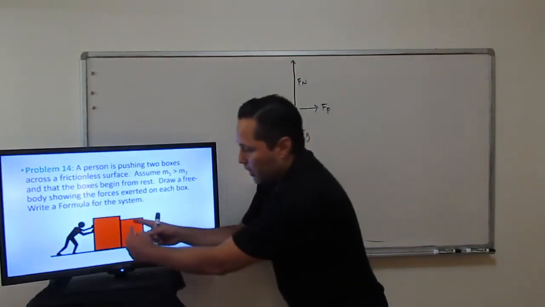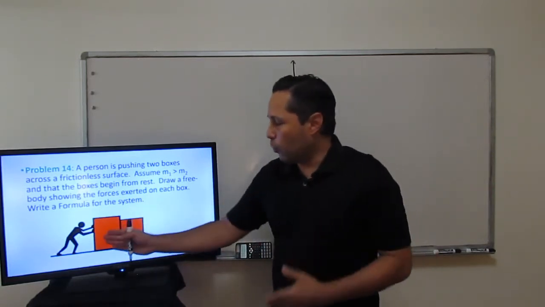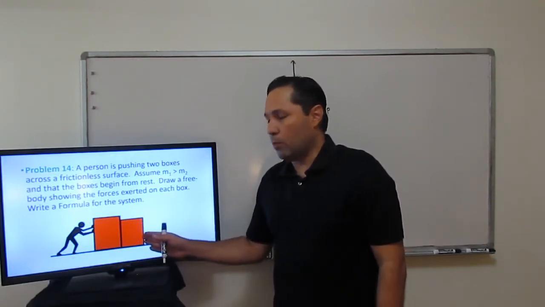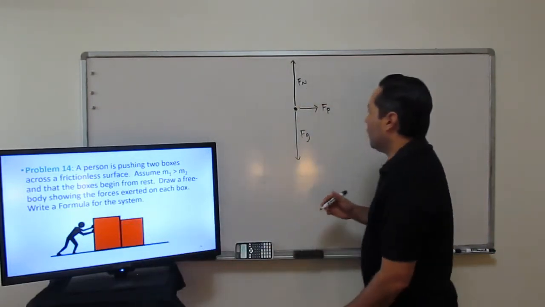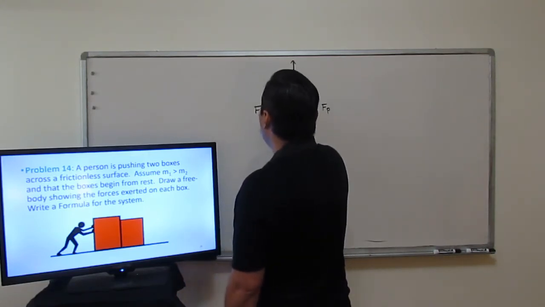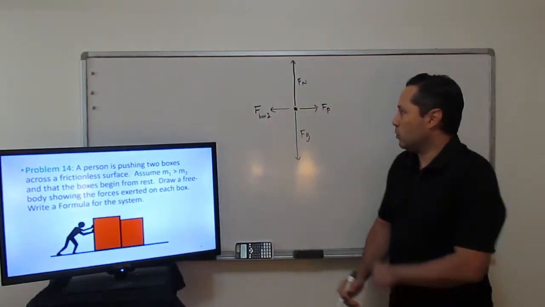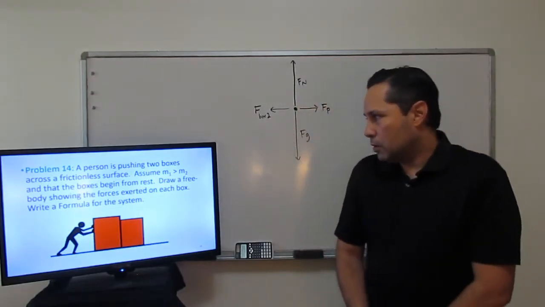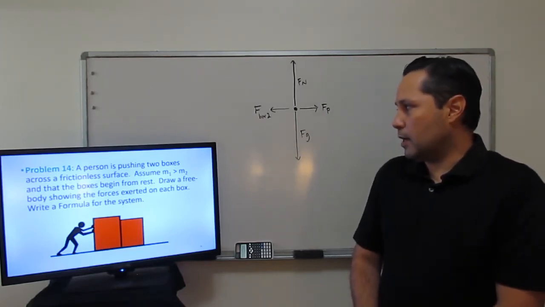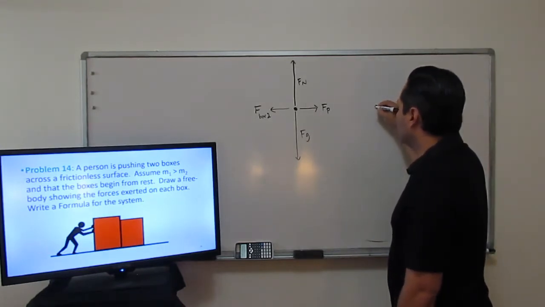But right here where there's contact between the 2 boxes, because there's contact, one box is exerting force on the other box and vice versa. So therefore I'm going to put force from box 2 going the other direction with the same magnitude. Okay, that takes care of the first one. Let's go ahead and do the second one.